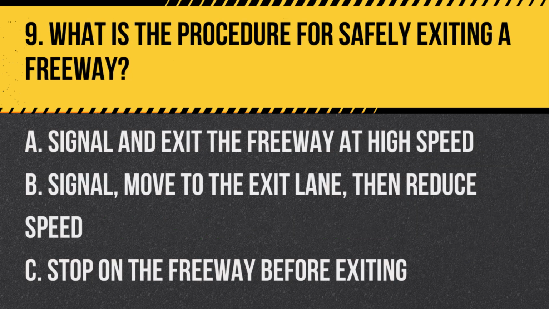Question 9. What is the procedure for safely exiting a freeway? A. Signal and exit the freeway at high speed. B. Signal, move to the exit lane, then reduce speed. C. Stop on the freeway before exiting. Answer B. Signal, move to the exit lane, then reduce speed. When exiting a freeway, signal your intention, move to the exit lane, and then reduce your speed.